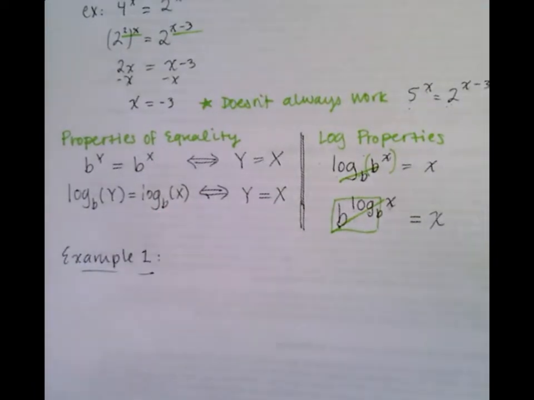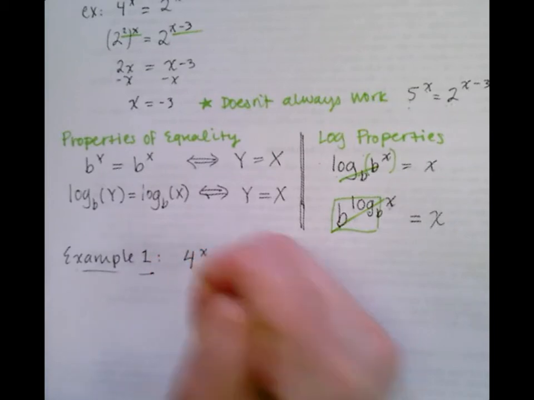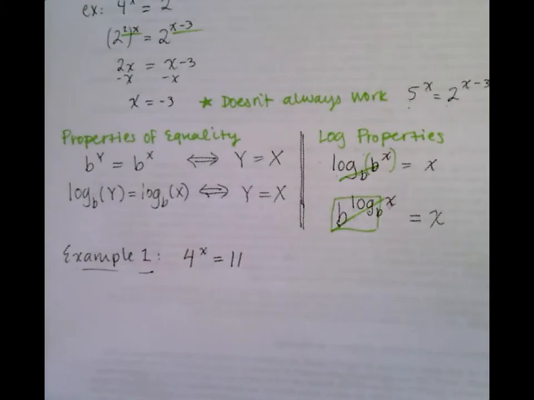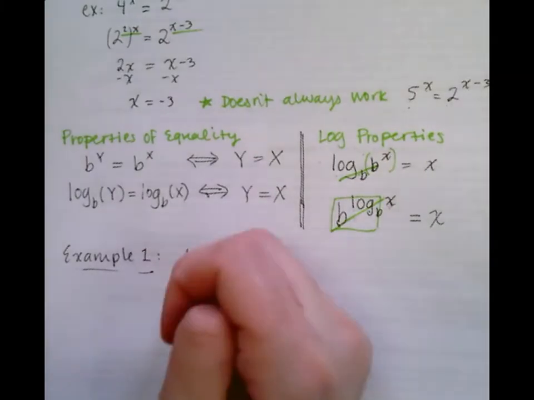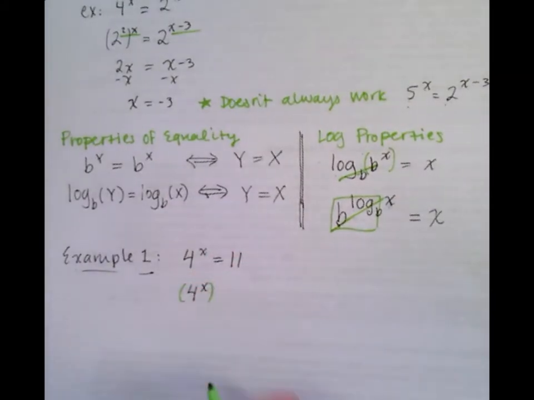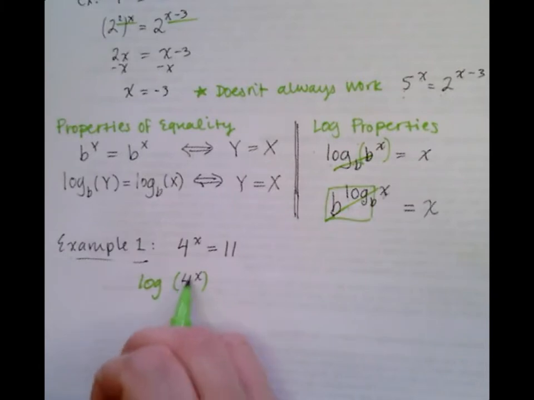So for my first example, we have 4 to the x is equal to 11. I would like to get this x out of the exponent. So the idea is that I would have to take the log of this, but I need my base here to match the base I see with my exponent. So I would do log base 4 of 4 to the x.